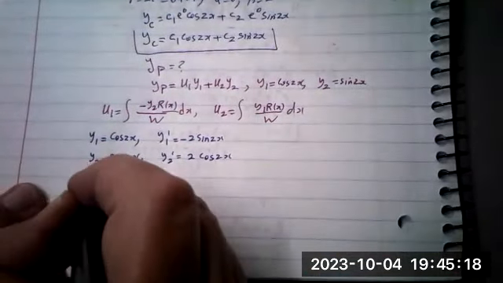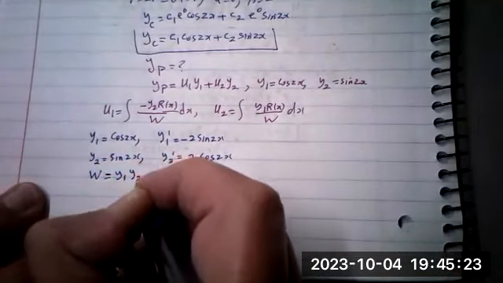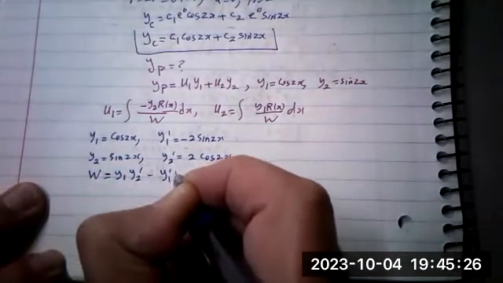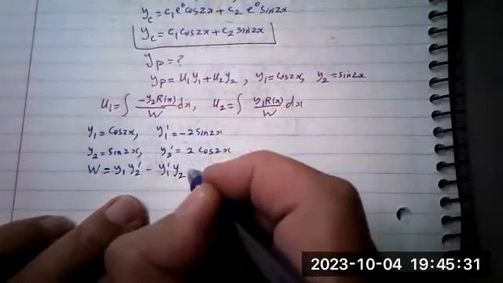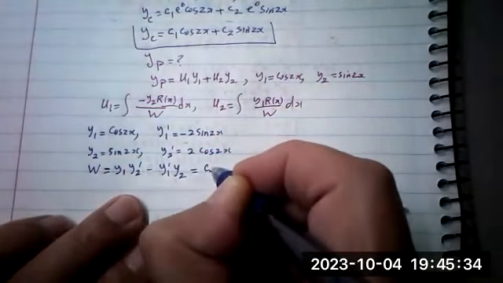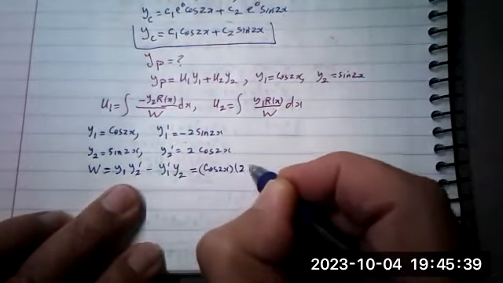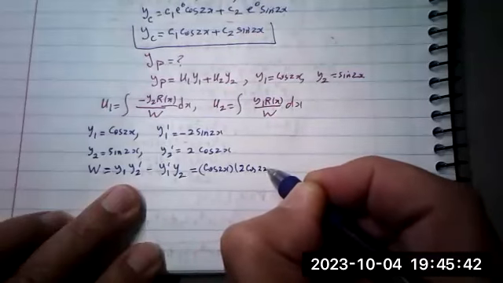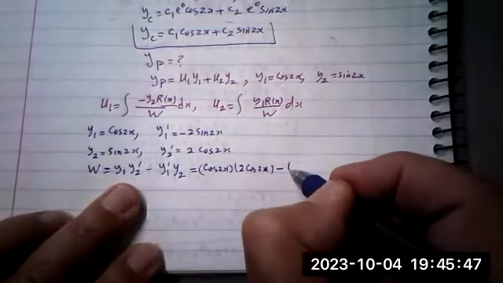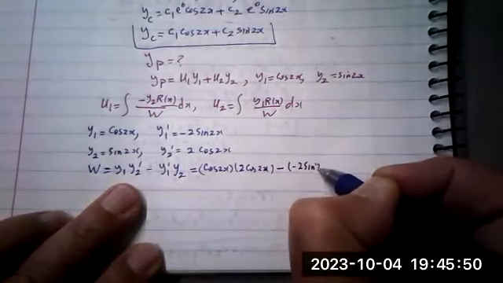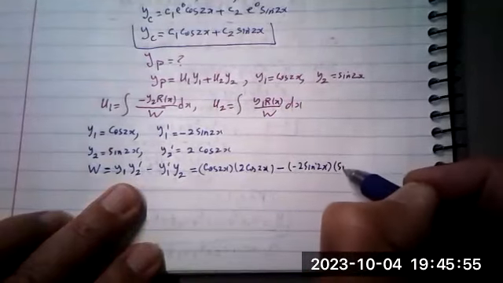The Wronskian W is y1 y2 prime minus y1 prime y2. Substitute, simplify. y1 is cosine of the 2x times y2 prime, 2 cosine of the 2x, minus y1 prime, negative 2 sine of the 2x, times y2, sine of the 2x.